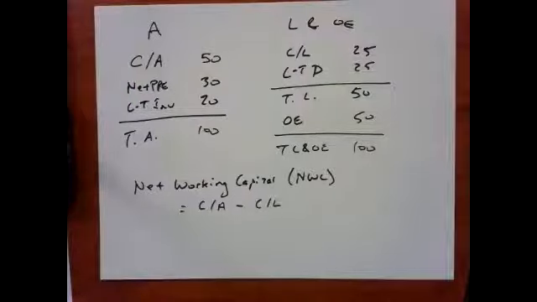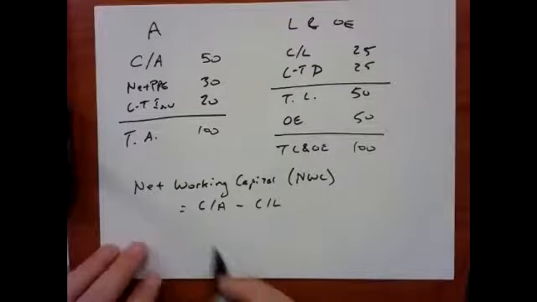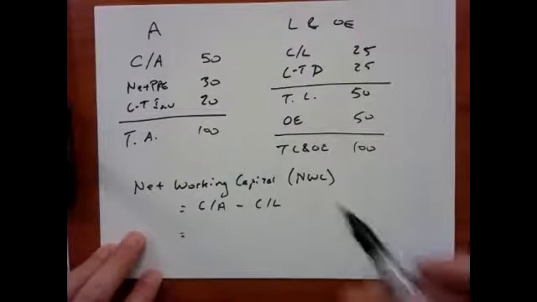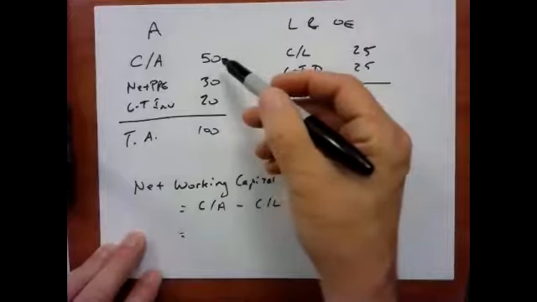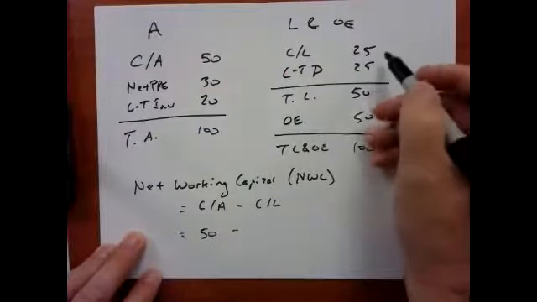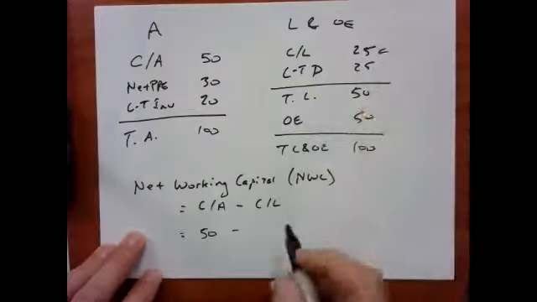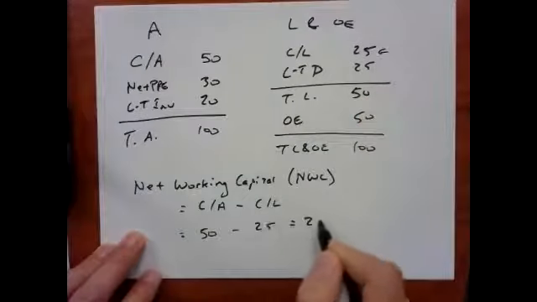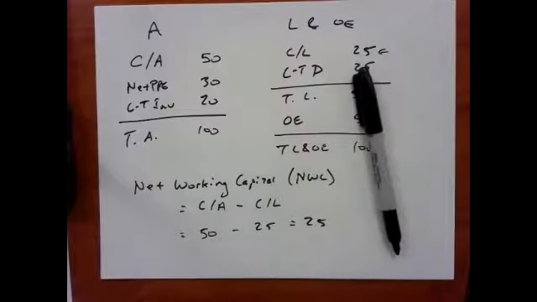So net working capital is an important measure because it tells us how liquid the firm is. But it tells us that in a very absolute way. So here, we go up and find current assets, that's 50. Current liabilities, 25, gives us net working capital of 25.